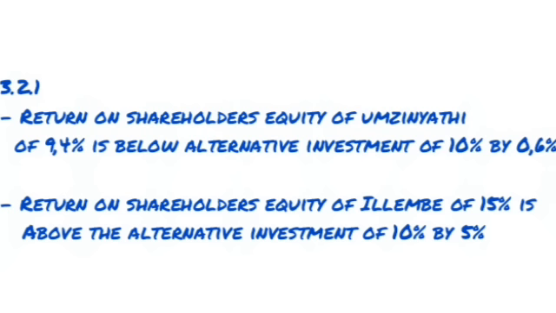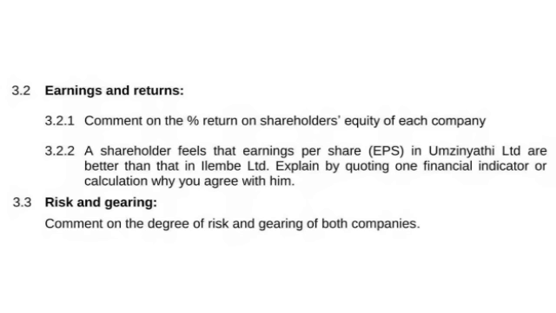by 0.6. And when we look at Ilembe, it is 15, which is above the alternative investment by 5%, because that is 15 minus 10, a difference of 5%. So that means you are getting a better return if you invest in Ilembe, because Ilembe is going to give you more than other alternative investments out there, other than Umzinyati, who gives you 0.6 less than what you can get out there with other investments.